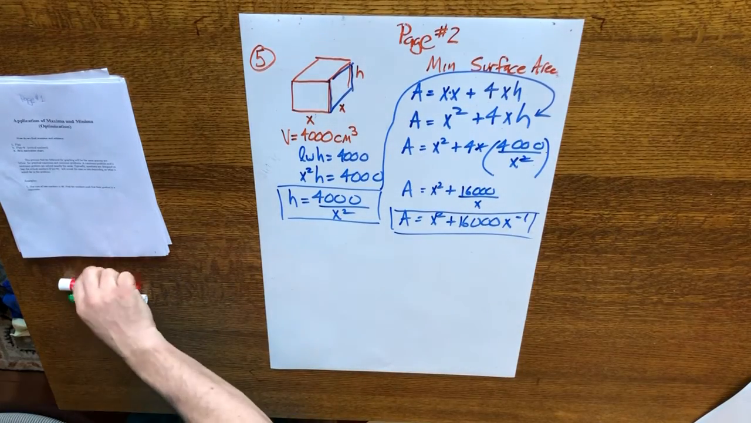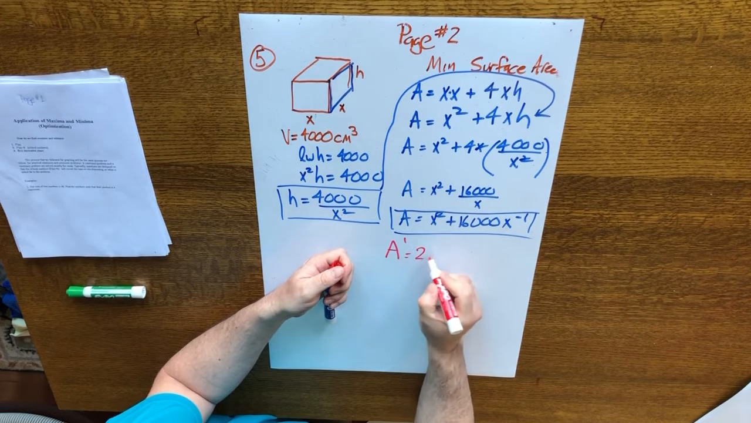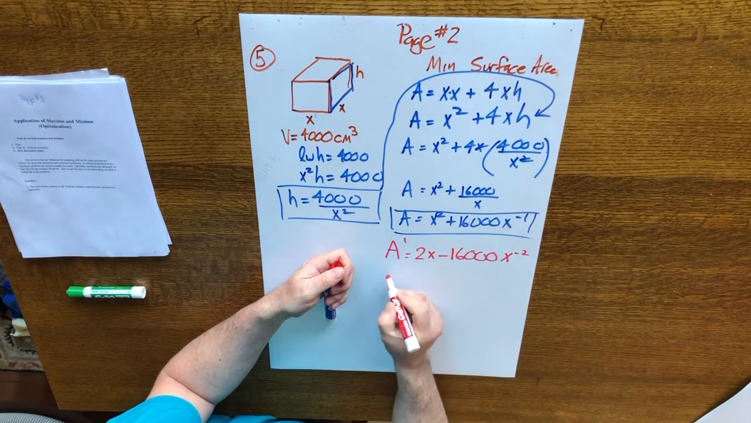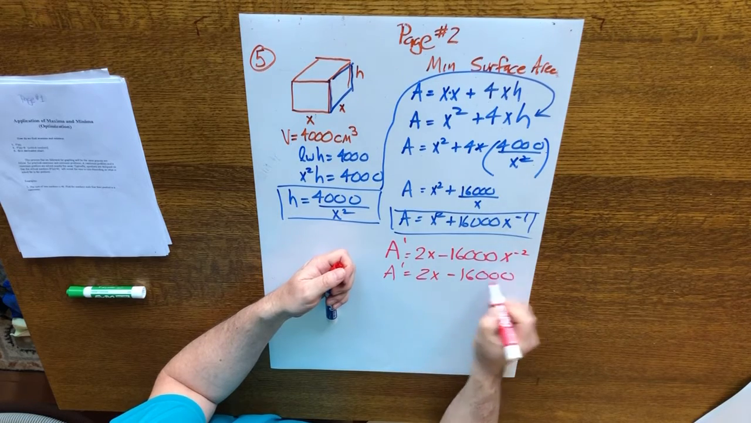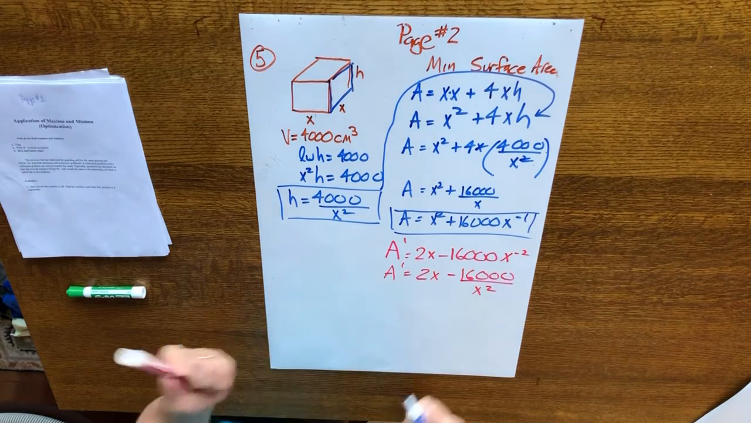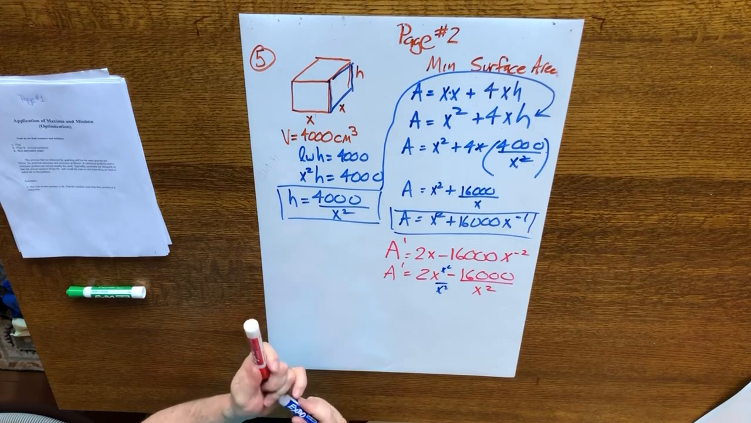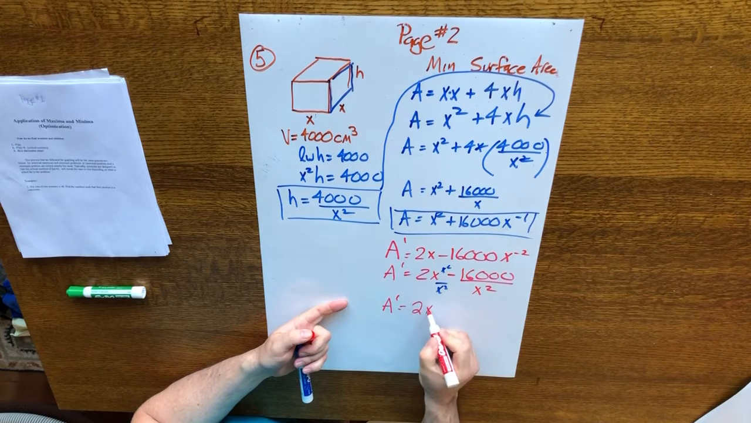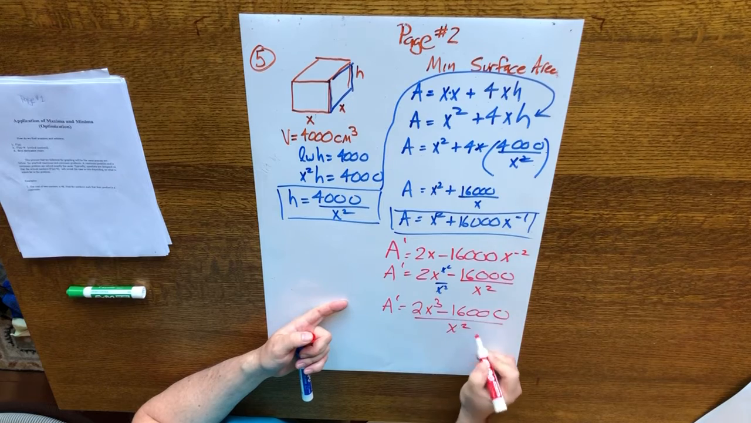So now I'm going to take the derivative of it. A prime equals 2x minus 16,000 x to the minus 2. A prime equals 2x minus 16,000 over x squared. I'm going to find a common denominator for this one so that I have a single fraction. I'm going to multiply this one by x squared over x squared. So A prime equals 2x cubed minus 16,000 all over x squared.